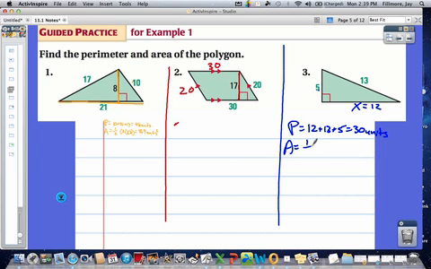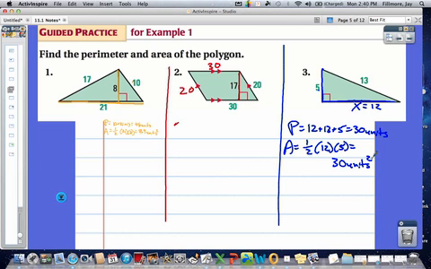Your area is 1/2 times the base times the height. Well, the base and height are always perpendicular, so it has to be 12 and 5. Which, and this is just a coincidence, is also 30. This time it's units squared.